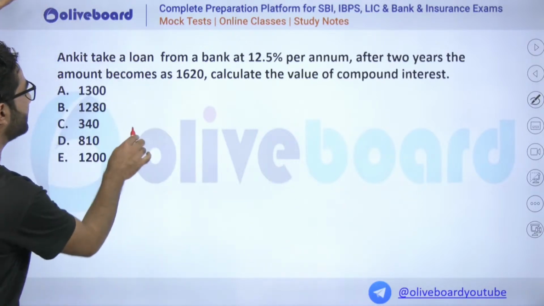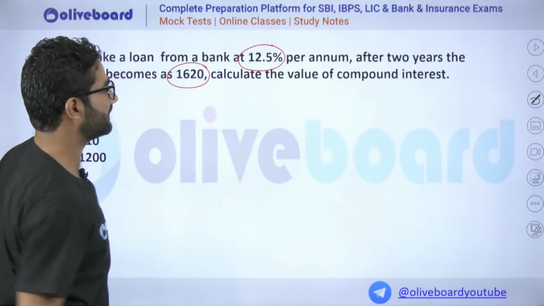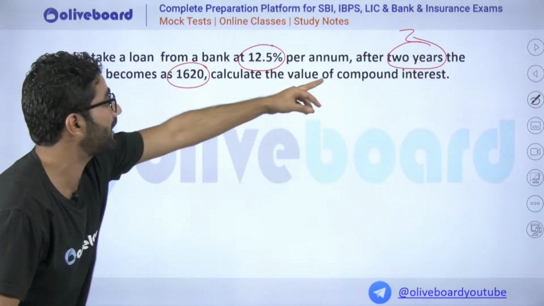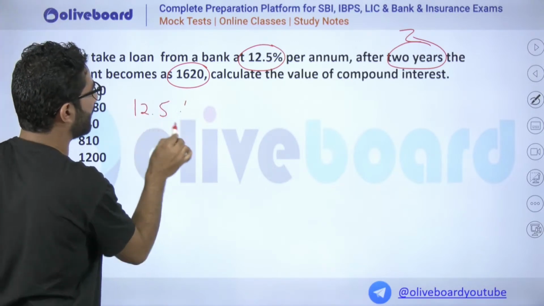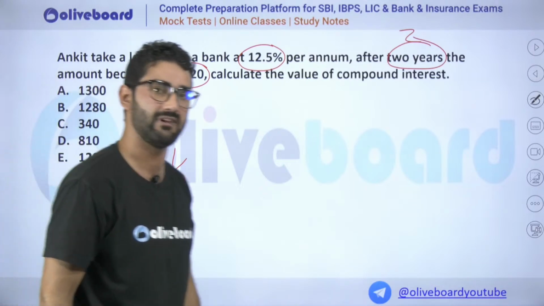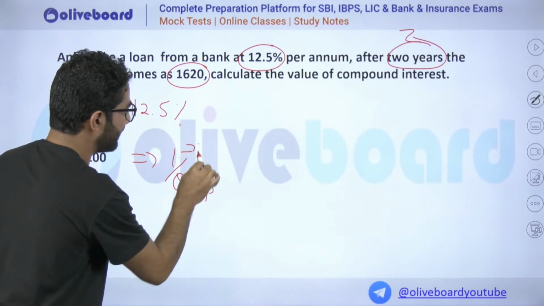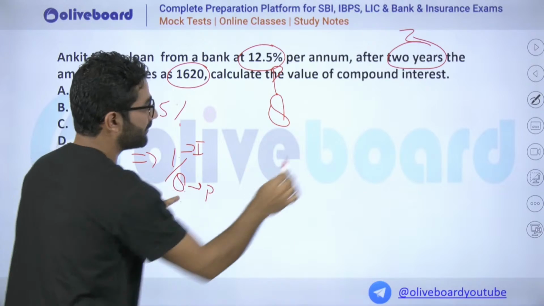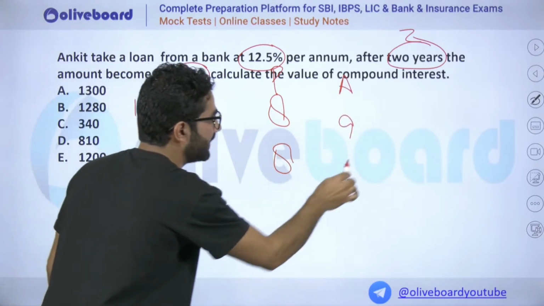This is the rate of interest, this is the amount as given, and time is given as 2 years. Now we have to calculate the compound interest. The 12.5% converted into a fraction is nothing but 1/8. If not clear, please let me know. One is interest, this is principal P, and the amount will be 9. There is an interest of 9 for 1 year, and for the next year it will be this.